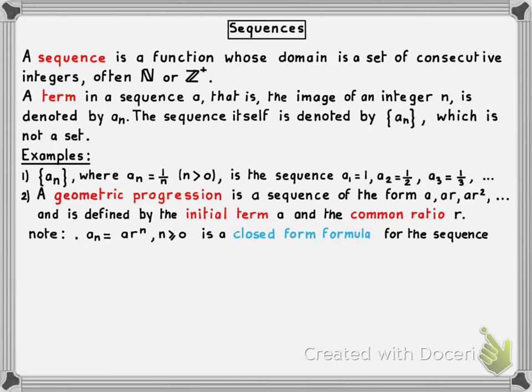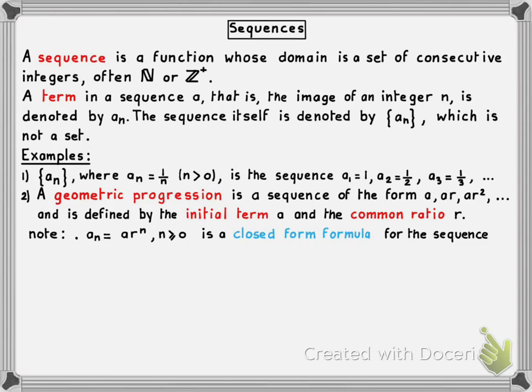That's why it's called the closed form formula, because to obtain any term in the sequence, all you have to do is replace n by an arbitrary integer here, and you will get the value of the term right away. You just plug it in. So this is a closed form formula for a whole geometric sequence.